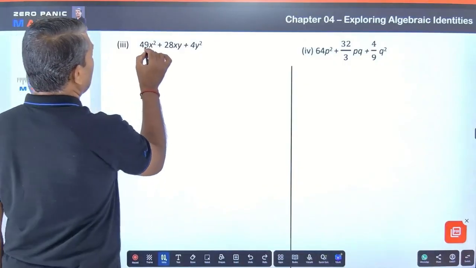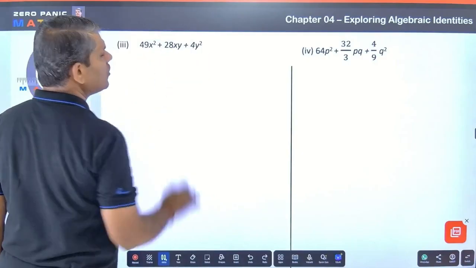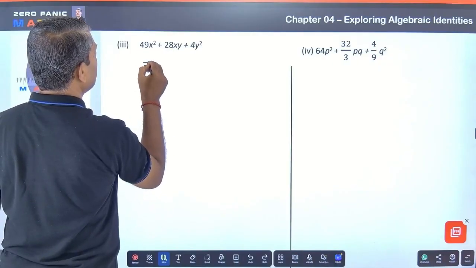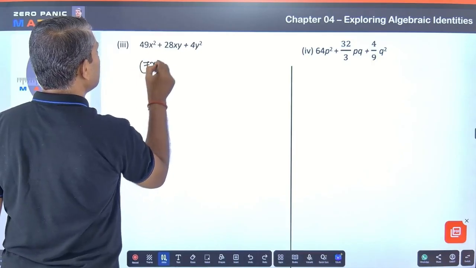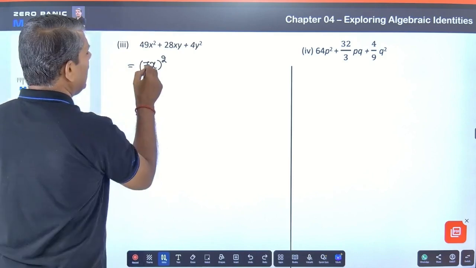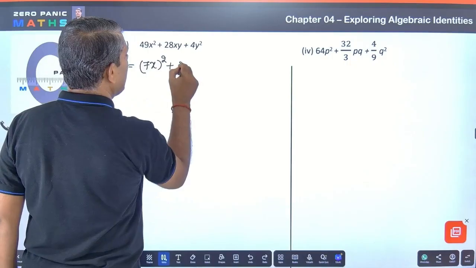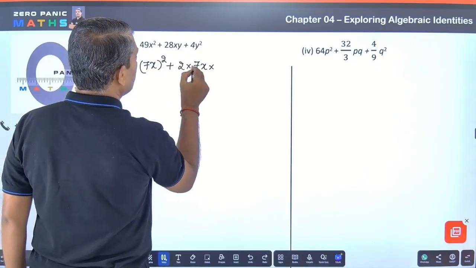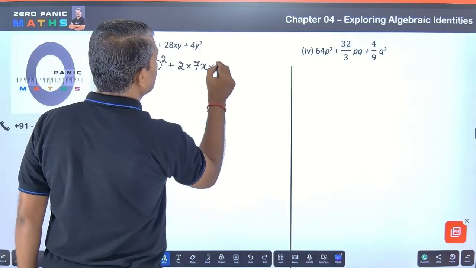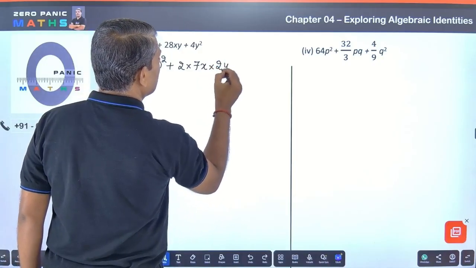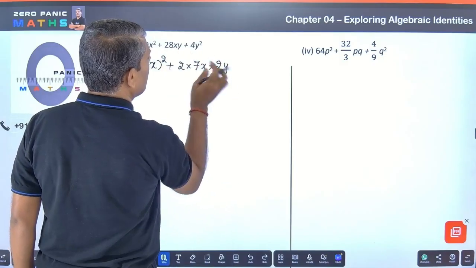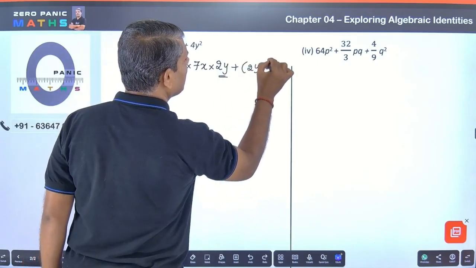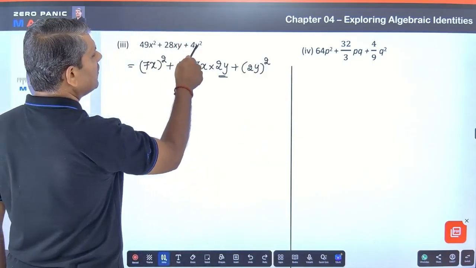Next problem is, again, see, 49 is a perfect square, 4 is also a perfect square, so we can easily do this also. What is 49? 49x square is the square of 7x, so I can write it as (7x) square. Okay, so a is now 7x. Now I can write it as 2 times a, where a is 7x. 2 sevens are 14, 14 twos are 28, so I can write it as 2y, because x is already there. To make it xy, I want a y. So now this makes 2y the value of b. I can directly write it as (2y) whole square, which makes it 4y square.